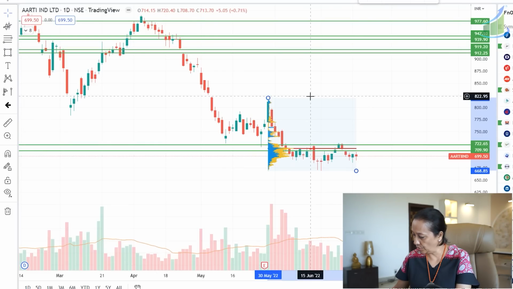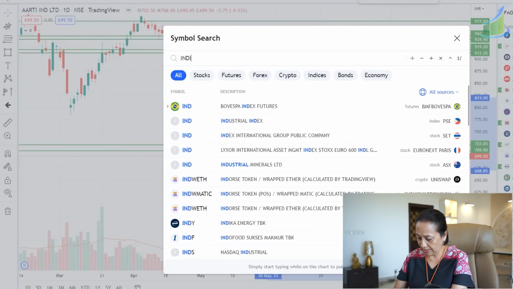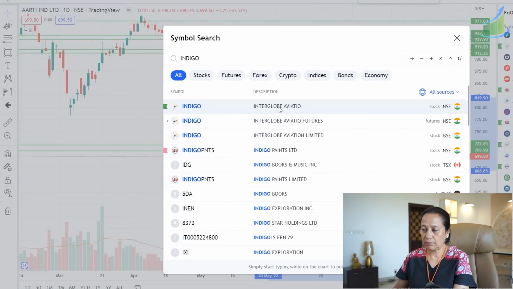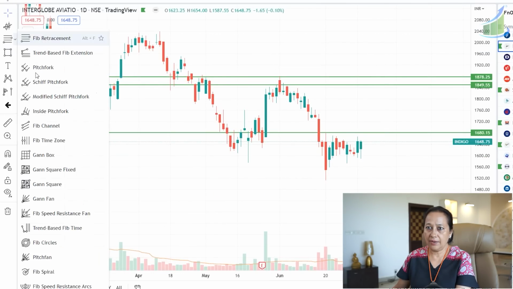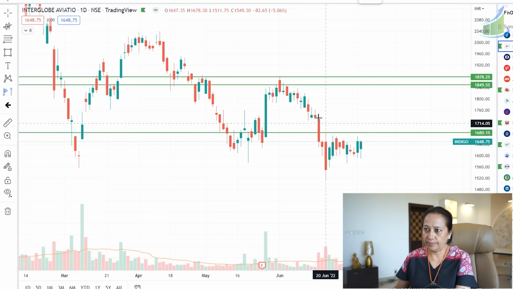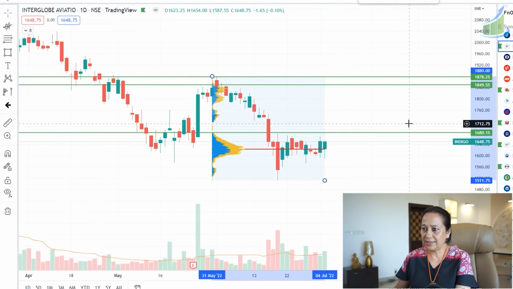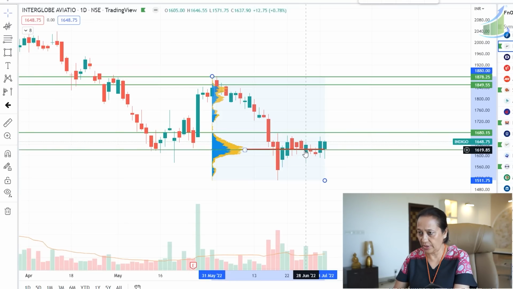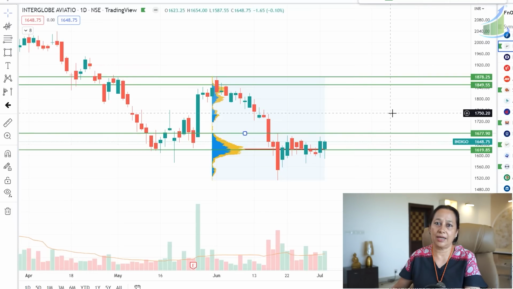I also looked into Indigo, right? Indigo, I'll just show you what happened in Indigo. This is how Indigo looks, and have a look at the fixed volume range. So see here, this is how the volumes are, right? Highest traded volume is at 1620.